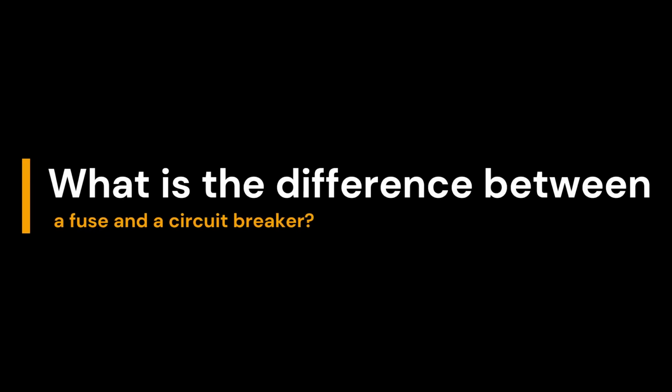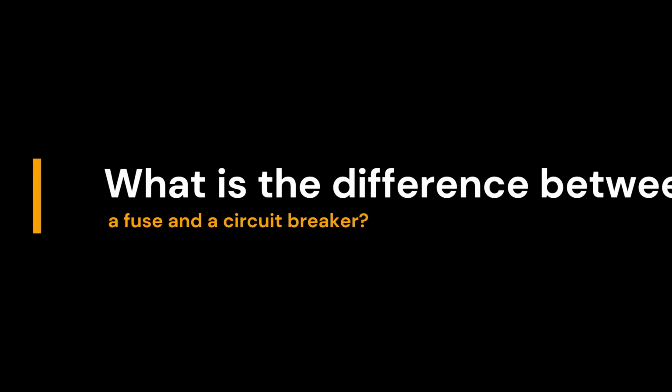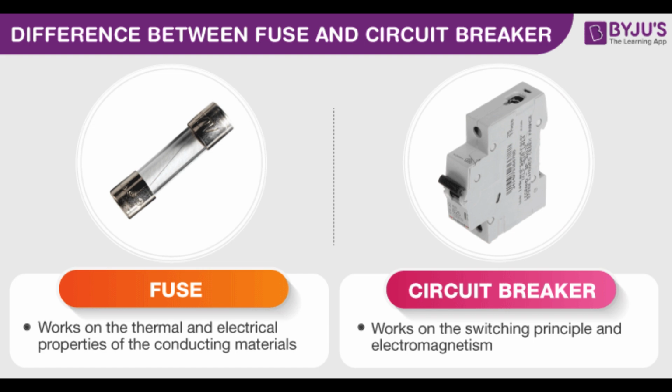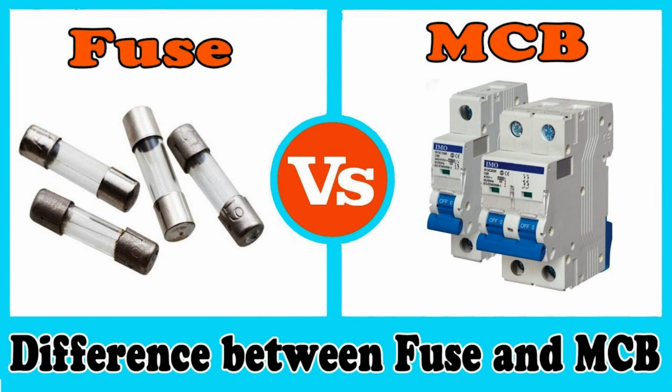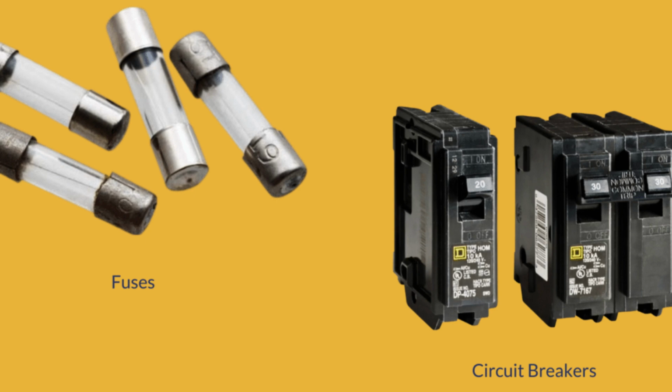What is the difference between a fuse and a circuit breaker? A fuse is a one-time device that melts when the current exceeds a certain limit, breaking the circuit and preventing damage, while a circuit breaker is an automatically operated electrical switch that can be reset after tripping.